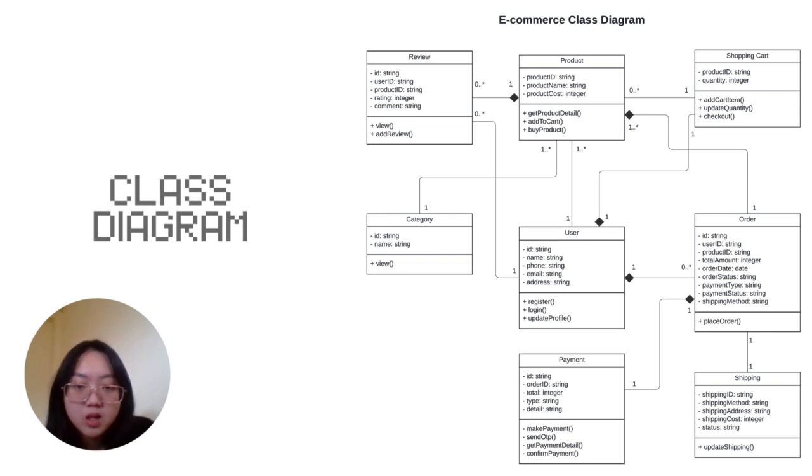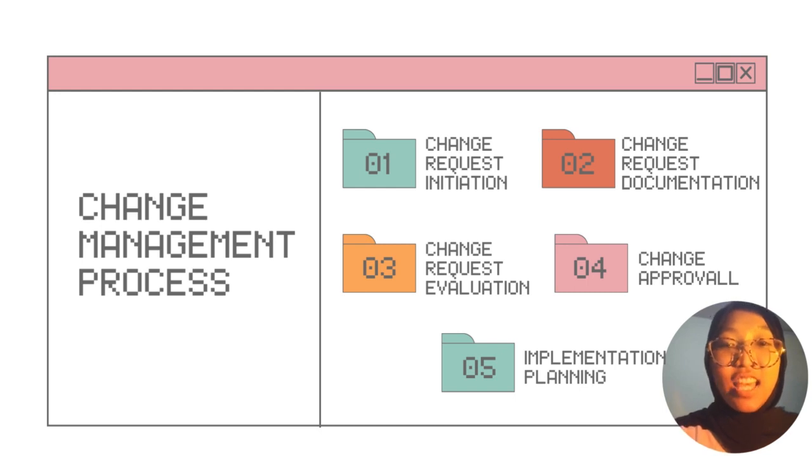Lastly, for the payment diagram, the functions are make payment and send OTP or one-time password. This is when the user chooses external party payment methods like credit card. They will send the OTP to the user to confirm the payment. And then get payment detail, for example, payment type and payment date. And then the last function is confirm payment.